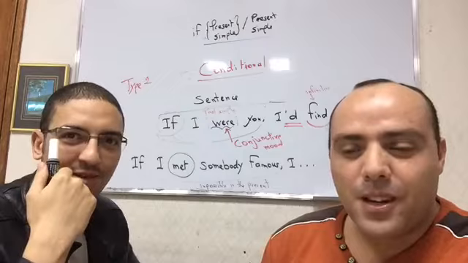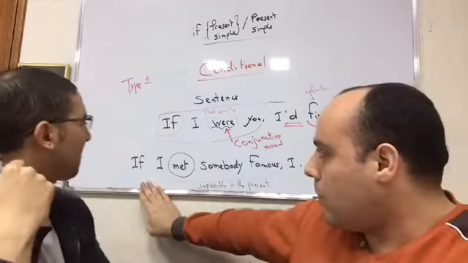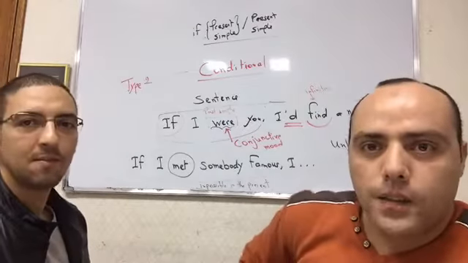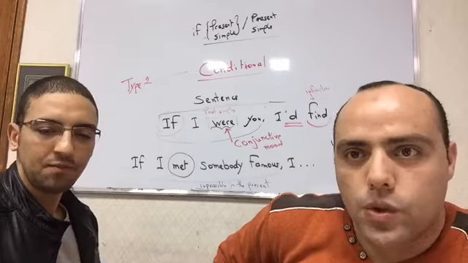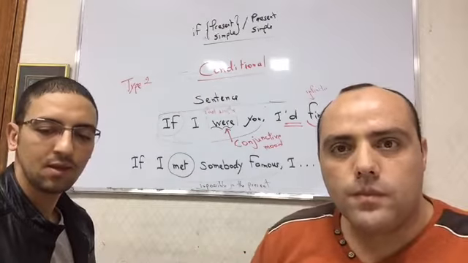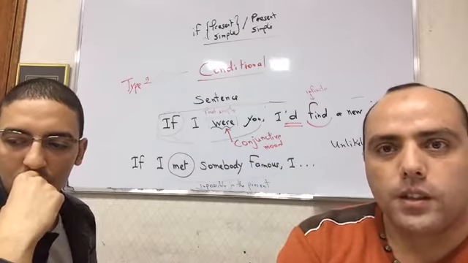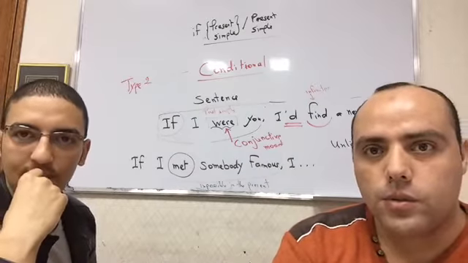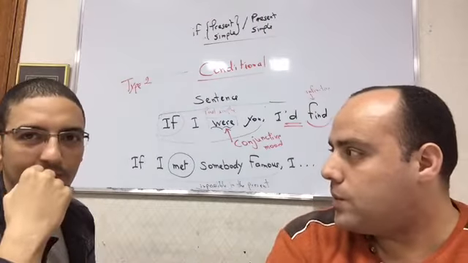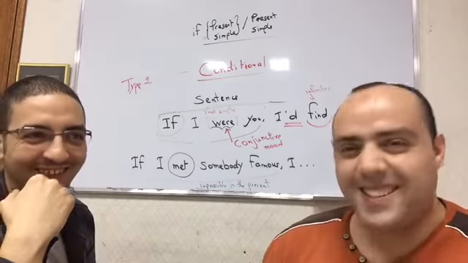All right, so who can continue our sentence here? What would you do if you met somebody famous? What do you think you're going to do? Mr. Ahmed, can you tell me what you would do? Well, if I met someone famous, I wouldn't do anything.